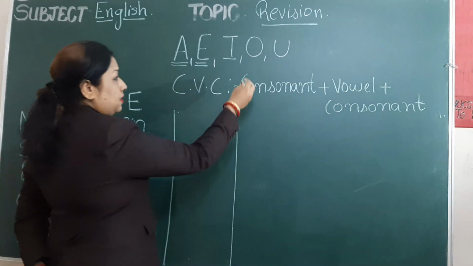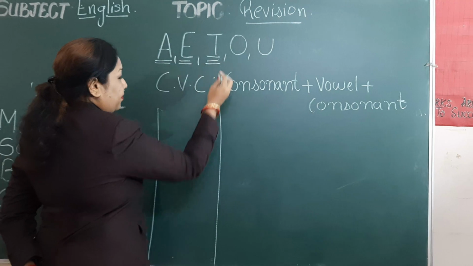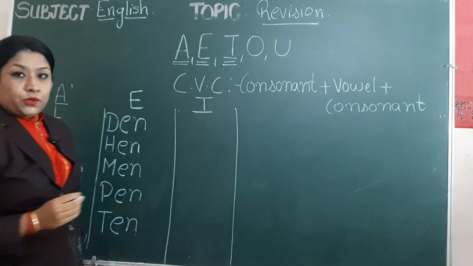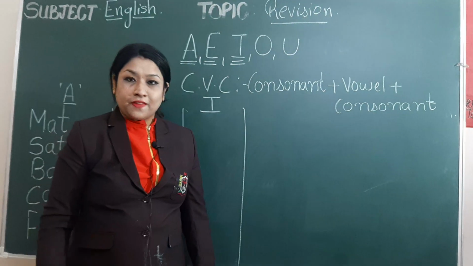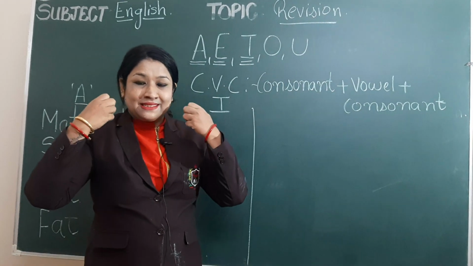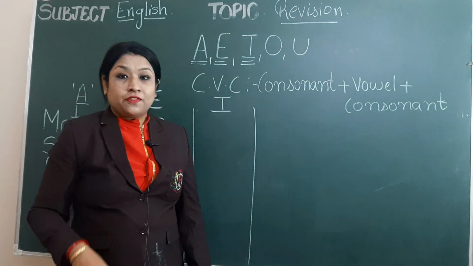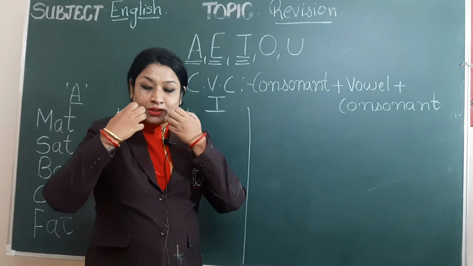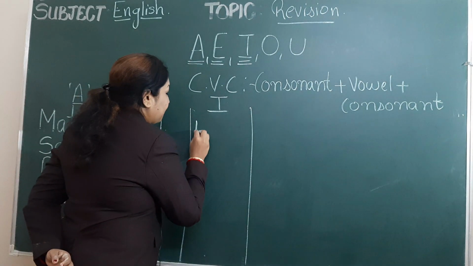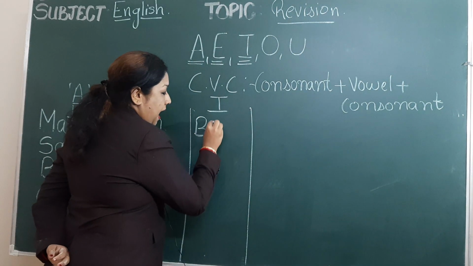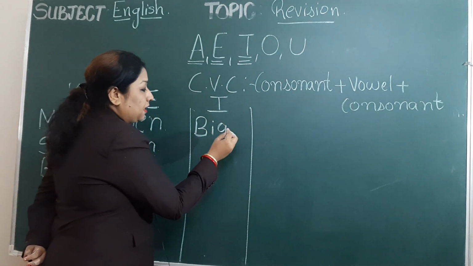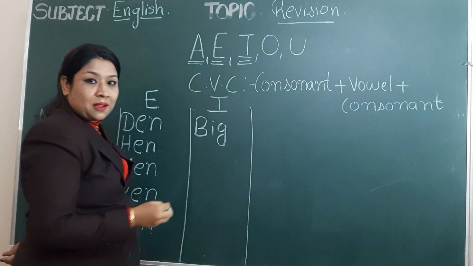Now we will see the next vowel, that is I. Do you know what the phonic sound of I is? It's E, and the action is like this. The words are B I G, big.